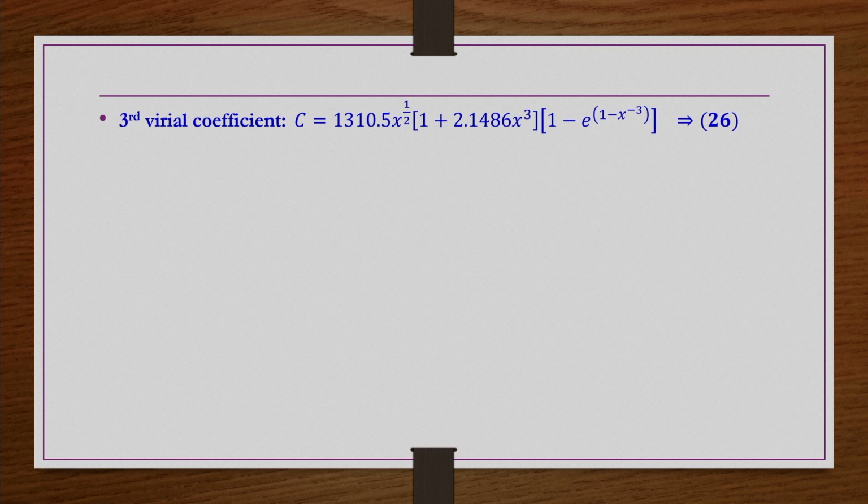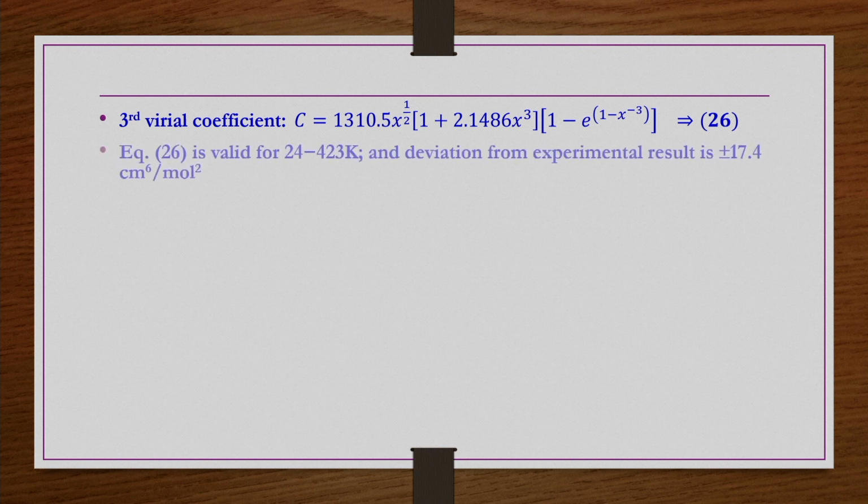Third virial coefficient, again given by Goodwin and co-workers, is C = 1310.5 square root of x multiplied by 1 plus 2.1486 x cube multiplied by 1 minus exponential of 1 minus x power minus 3. This third virial coefficient is valid again in the same range of temperature, 24 to 423 Kelvin, and the deviation from experimental result is plus or minus 17.4 centimeter power 6 by mole square.